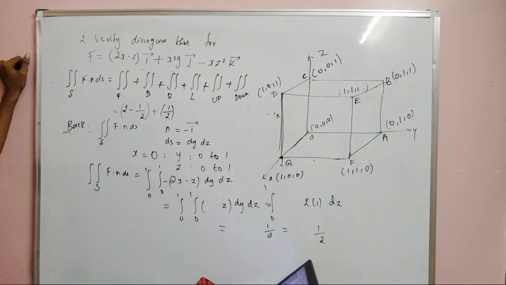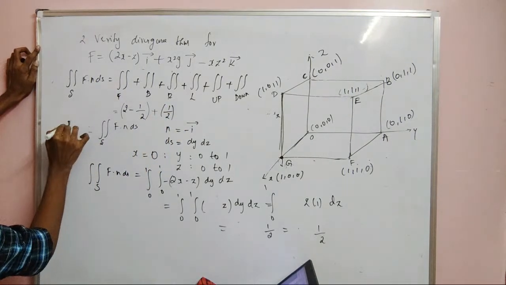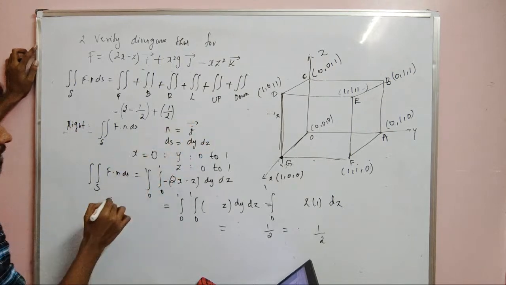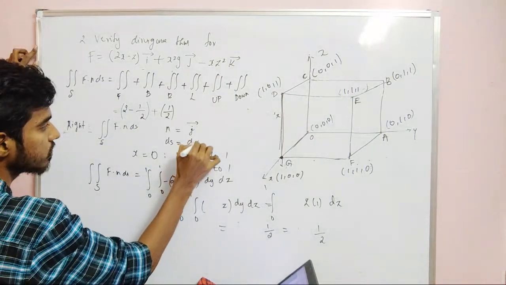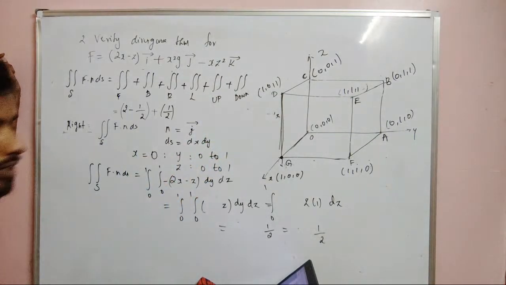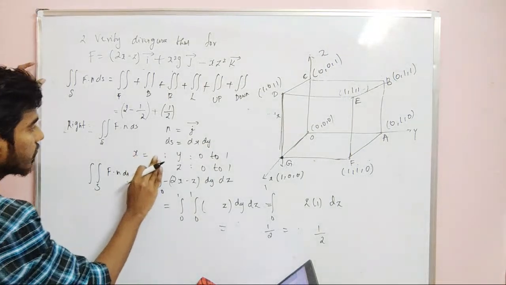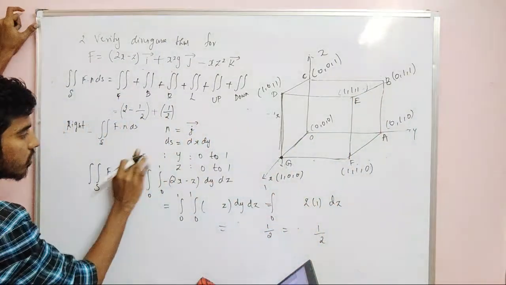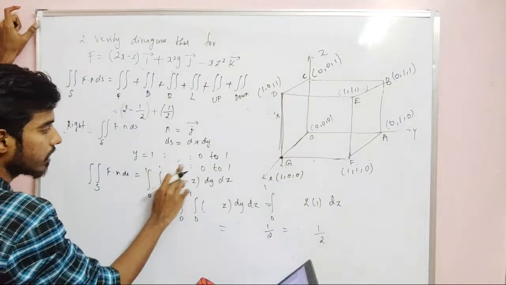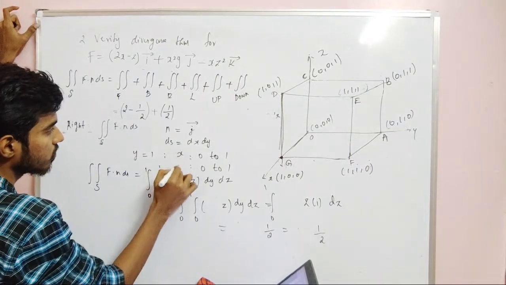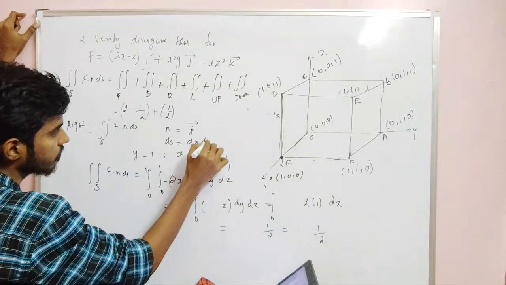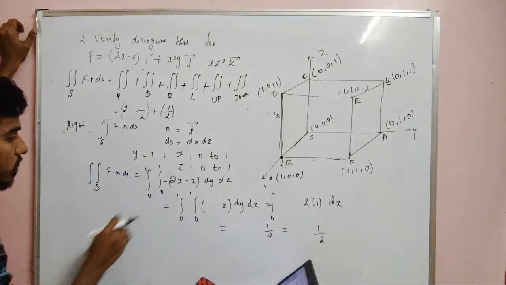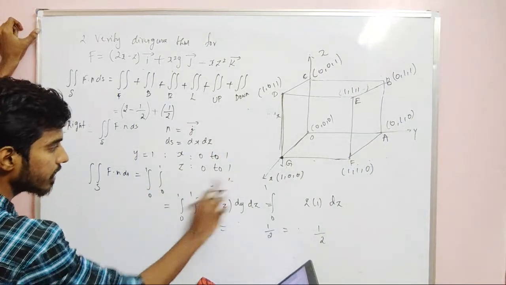This is for back. Now we will find the right hand side. So for the right hand side, our n is j, and our dS is dx dz. You can see for the right hand side, y is equal to 1, and x and z are varying, x varies from 0 to 1, and z varies from 0 to 1. So what will be my F dot n dS?